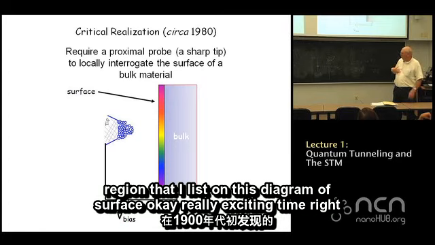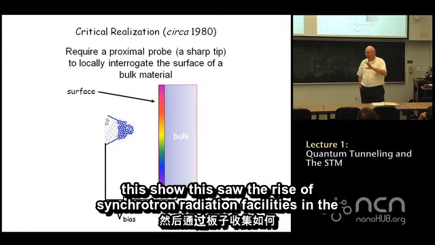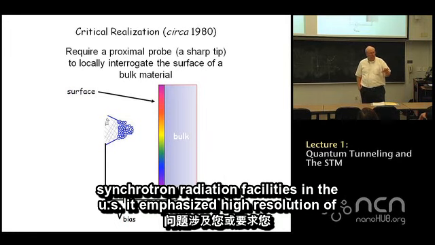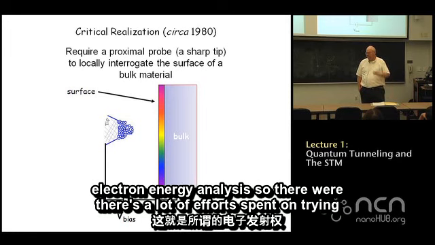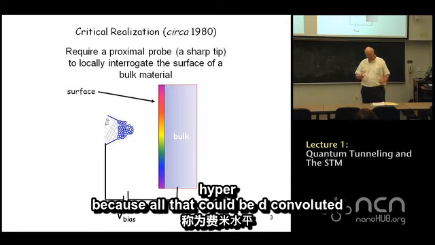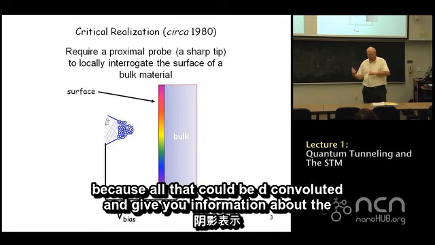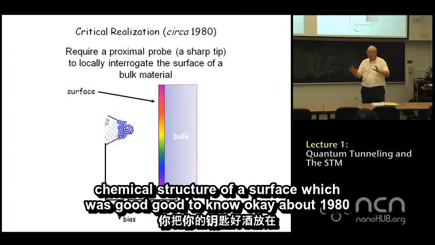Okay, really exciting time, right? This saw the rise of synchrotron radiation facilities in the U.S. It emphasized high resolution electron energy analysis. So there was a lot of effort spent on trying to measure electron energies with very high precision, because all that could be deconvoluted and give you information about the chemical structure of a surface, which was good to know.